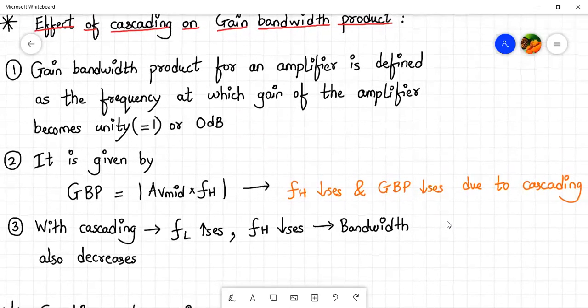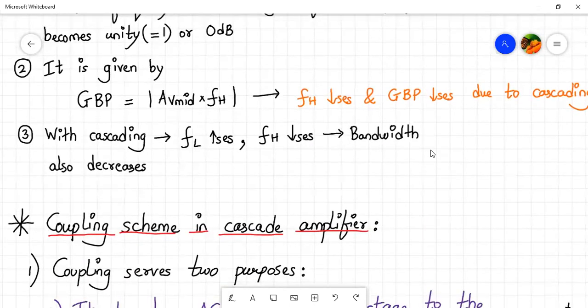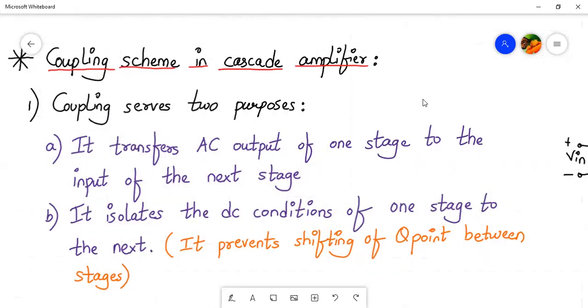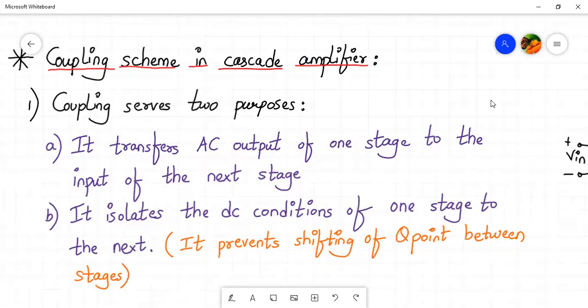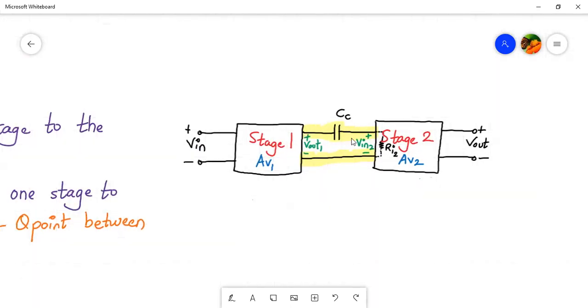Okay, fine. Let's move on to the next point. There are various coupling schemes in a cascaded amplifier. Now, what do you mean by coupling? Coupling means the way you connect the two stages together.